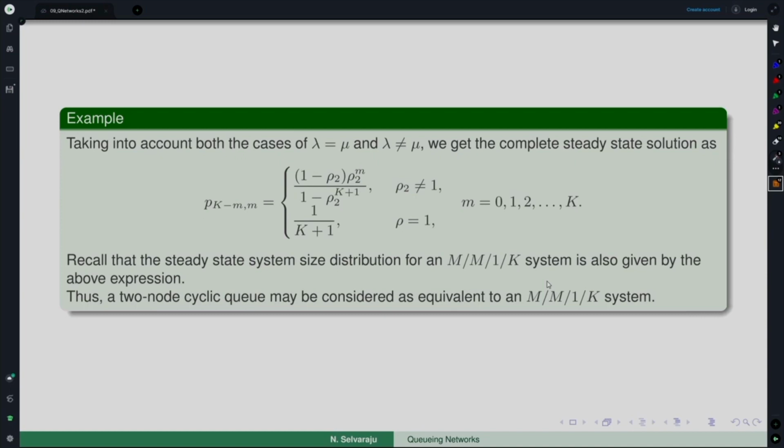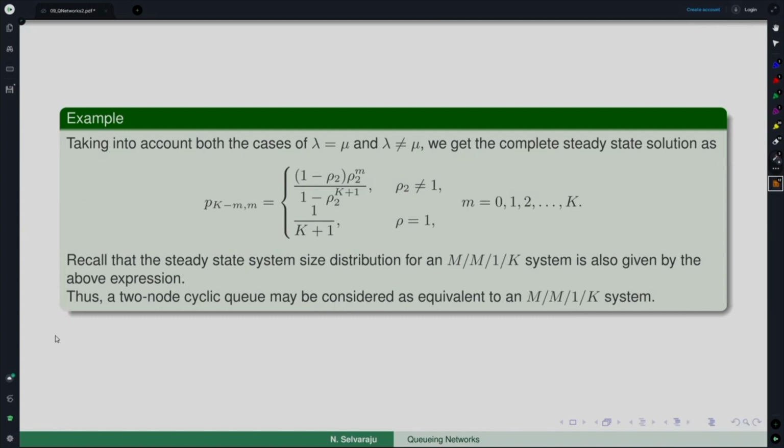And again, if you are interested, you can look in the literature at how these kinds of equivalents have been utilized to study a queuing network, or the other way around, whichever way. Because these are in some way equivalent systems, this 2 node cyclic queue, as we described here, may be considered equivalent to an M/M/1/K system, and this might be of some help, as we said, when we try to analyze the model in some detail. Okay. So that is the example that we have.